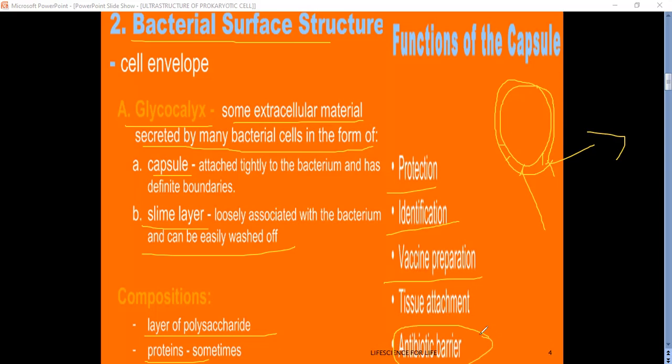it acts as an antibiotic barrier, and it makes a hindrance and stops the action of the antibiotics that we are producing in industries against this cell wall. If the antibiotic should act on the bacteria, it should cross the capsule. So the capsule makes it very strong against any antibiotic acting on it.